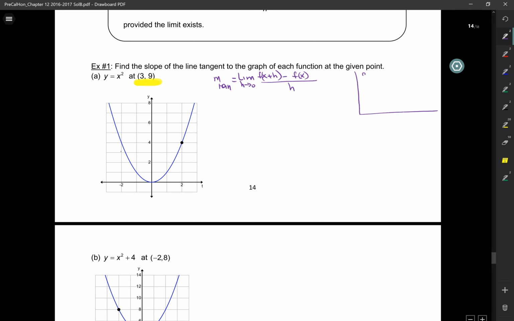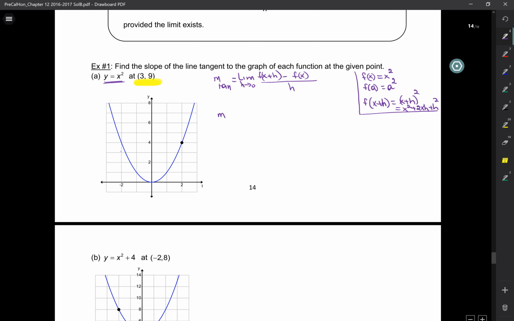What's f of x here? The equation. f of x is x squared, right? That's the equation that I'm given here. So now, just for funsies, what would f of a be? What would f of a be if I asked you? Like a squared. Right? Okay, what would f of 3 be? 9. So now what would f of x plus h be? x plus h squared, which is x squared plus 2xh plus h squared.